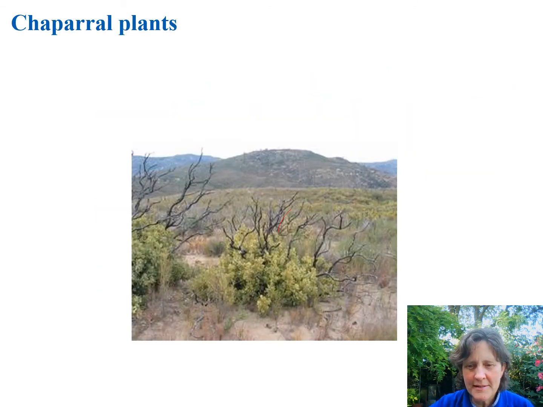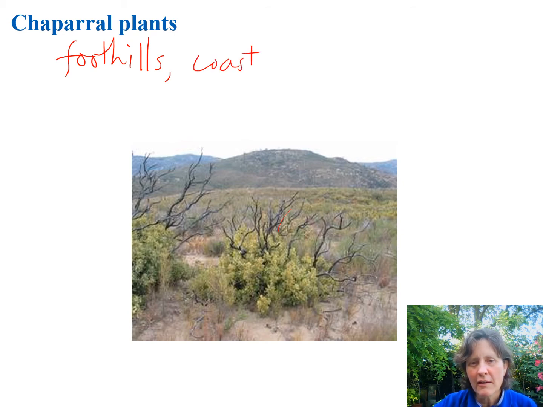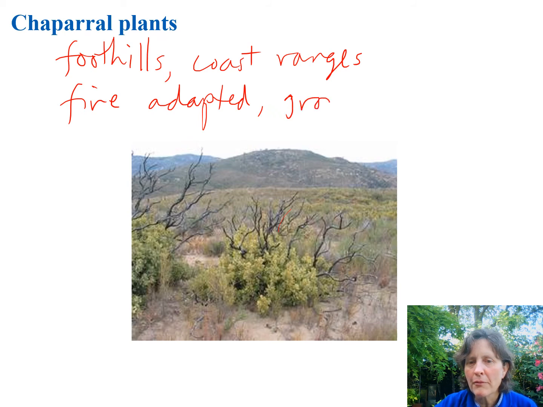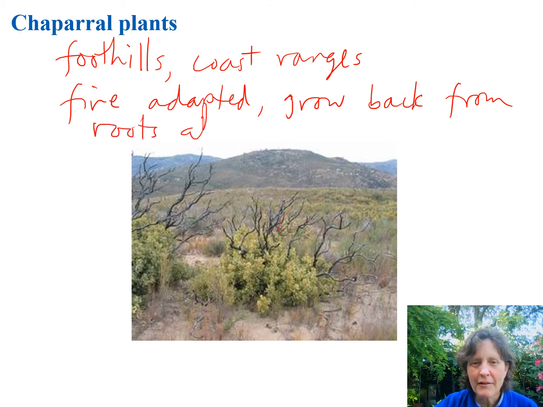Another major community of plants that we have in California are the chaparral plants, and these grow in the foothills. You'll find chaparral communities in the foothills, in the coast ranges, kind of in a ring really around California. These are fire-adapted communities, and what they do is they grow back from their roots after a fire.